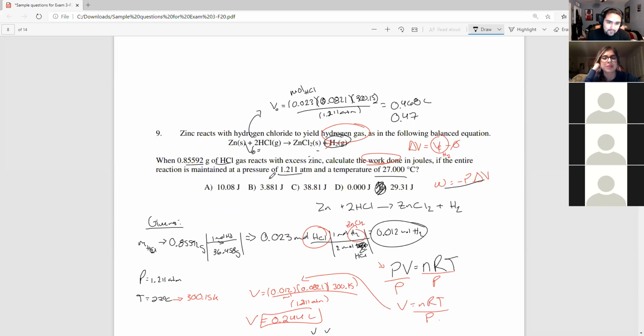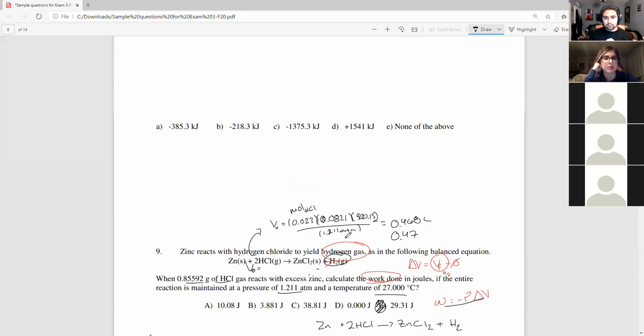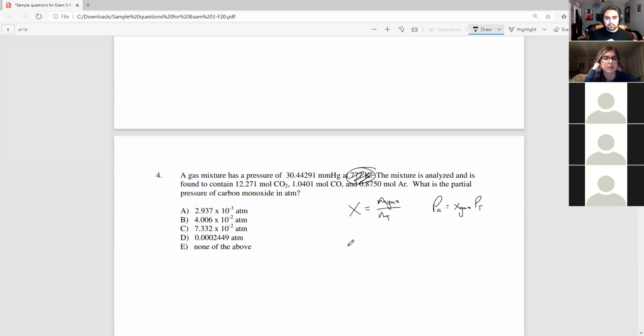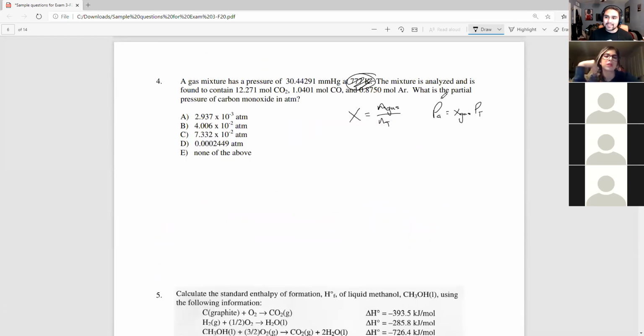When you mentioned using mole fractions, is that when you're trying to find something out of a different compound? Well, it depends on the problem. Here, we're asked for the partial pressure of carbon monoxide, so we have to use the mole fraction, since partial pressure uses the mole fraction.